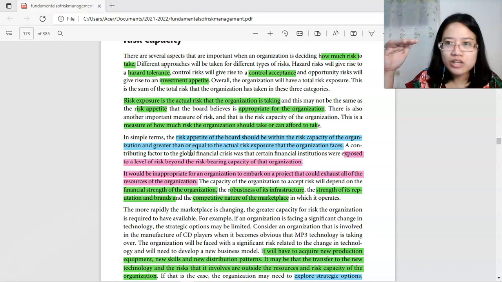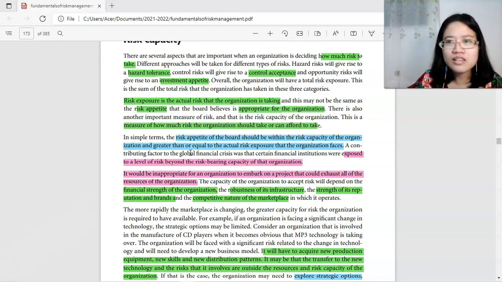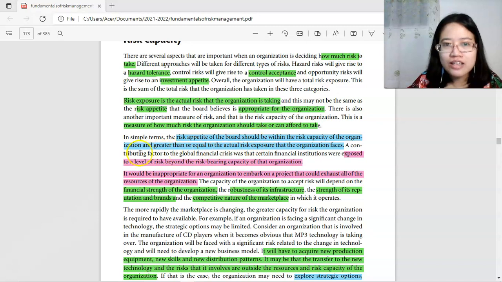But, meron pang constraints depending on, let's say, their resources. Hanggang dito lang yung capacity nila, the level of risk that they can afford to take. Okay? Pero itong risk capacity, it could be equal to the risk appetite naman. But usually it could not go over the risk appetite. Bakit ka naman lalampas? Hanggang dito lang yung risk appetite. Risk appetite of the board should be within the risk capacity of the organization and greater than or equal to the risk exposure that the organization faces.